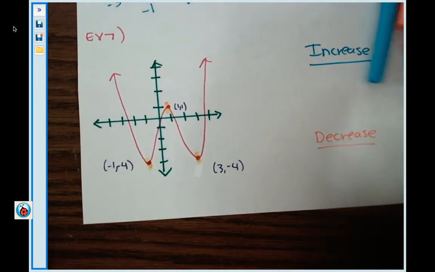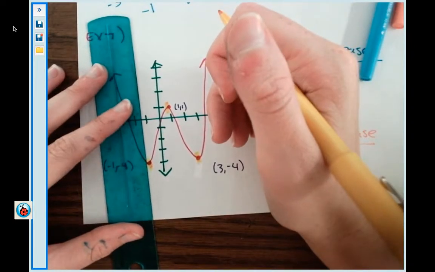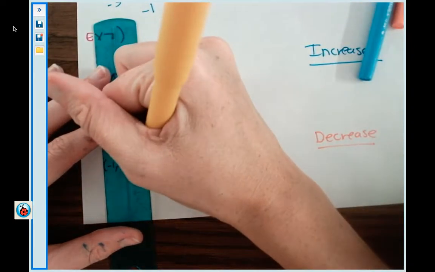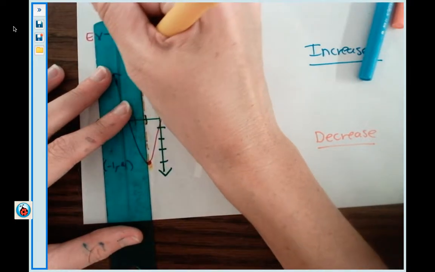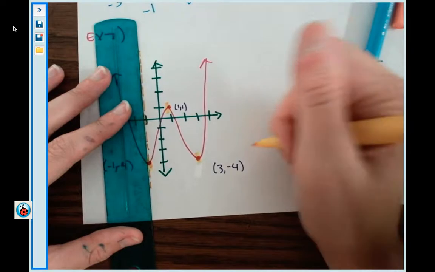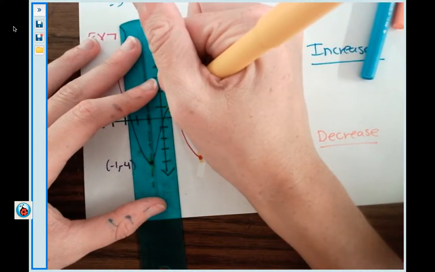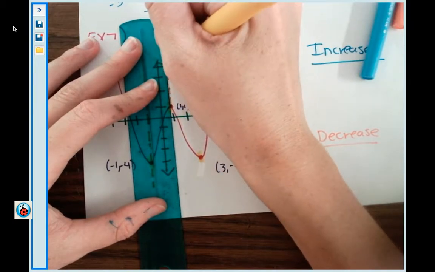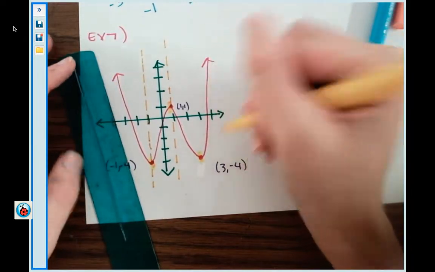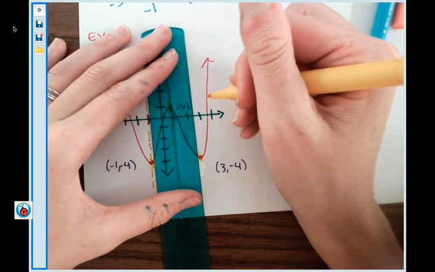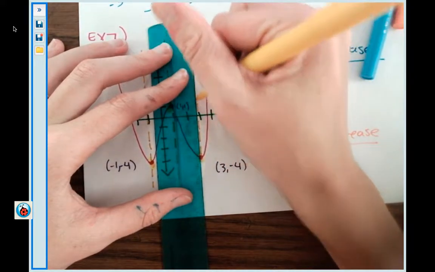Okay, and the next thing we did, you guys, is we drew in our vertical lines to see where they're going to cross the x-axis. So this is my first turning point, so I'm going to draw my first vertical line. This is my second turning point, so I'm going to draw my next vertical line. And finally, this is my last turning point, so I'm going to draw in another vertical line, like so.